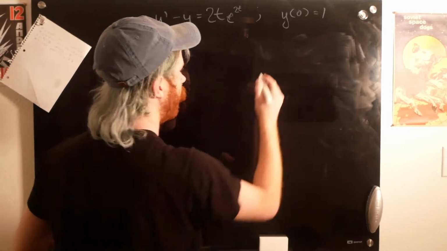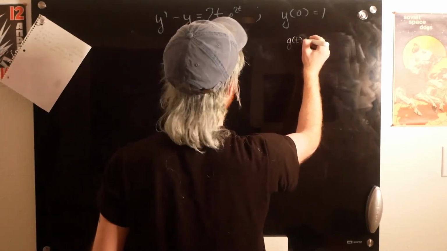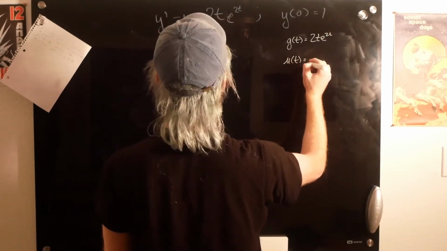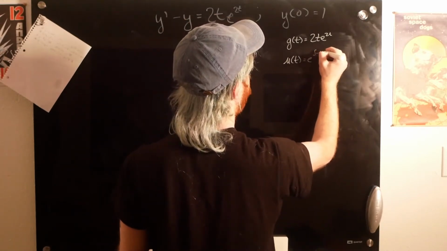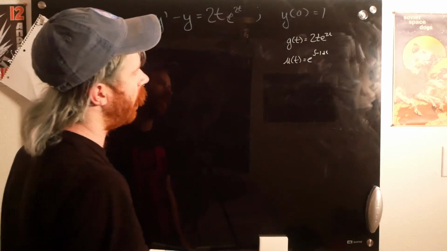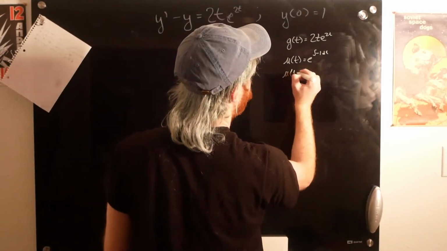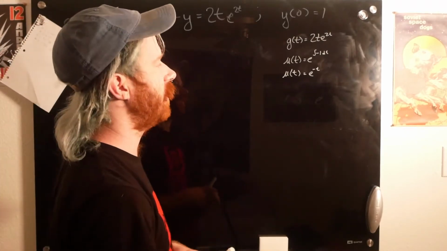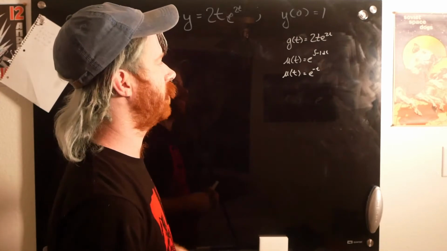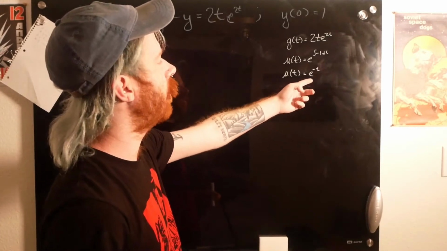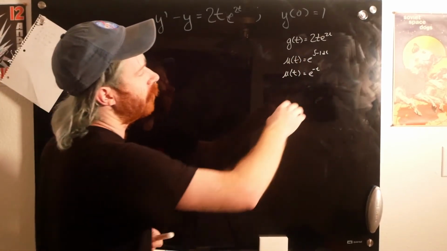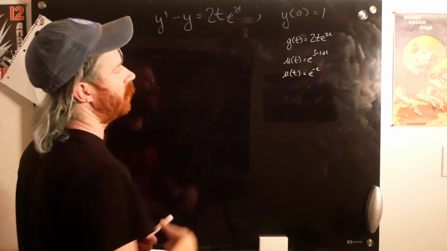So let's go ahead and define our values of g of t and mu of t. Our g of t is going to equal 2t e to the 2t. Our mu of t is going to equal e to the integral of -1 dt, which is -1 attached to this y. So our mu of t equals e to the negative t. So 1 over mu of t, 1 over e to the negative t, is 1 over e to the negative t, which is just e to the t. I like to think about it as, whatever this power is, the first term that goes before the integral, the sign is changed in the exponent.